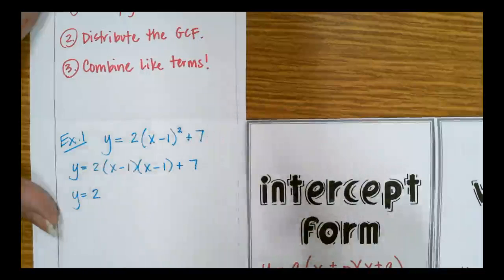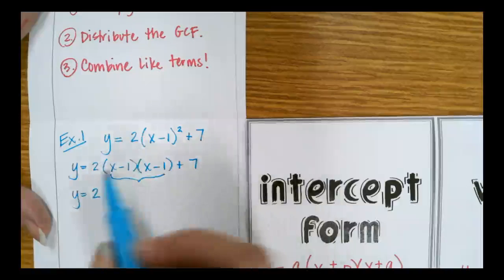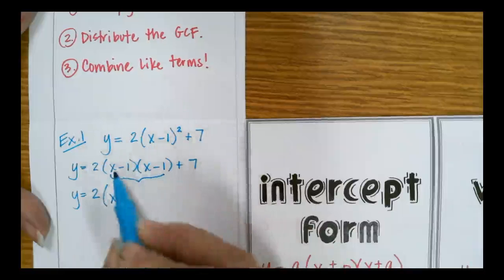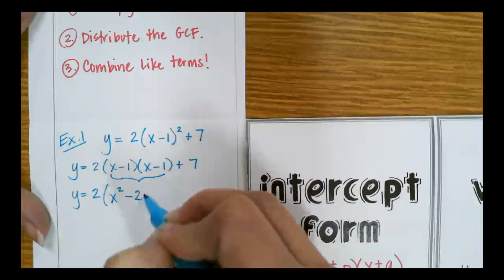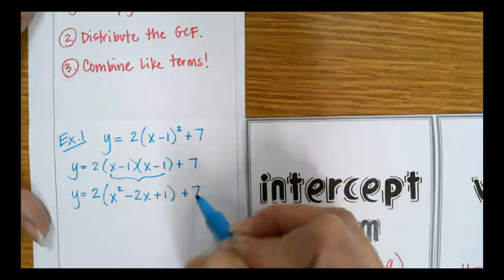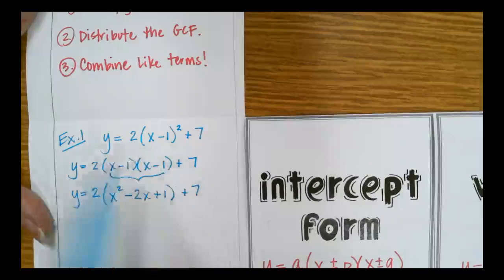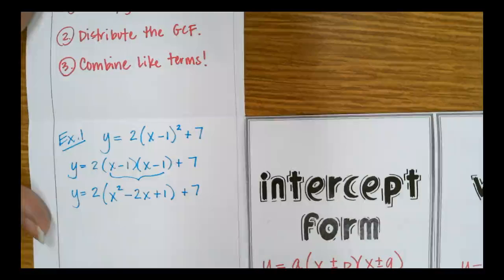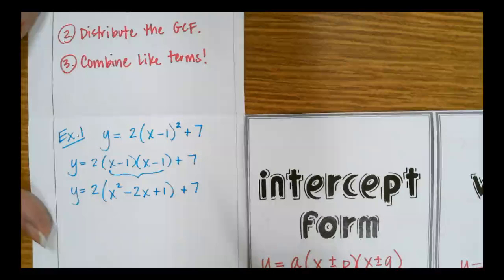So the 2 is still outside. So I'm going to multiply x minus 1 times x minus 1, which means distribute. So that's going to give me an x squared, and then a negative 1x, and a negative 1x, which is negative 2x, and then plus 1 on the end, and then plus 7. Now, I didn't write that in-between step, so if you need to distribute and write the 4 terms, that's fine. But we know that most of the time, those 2 middle terms will be like terms, and that's where I got the negative 2x from.